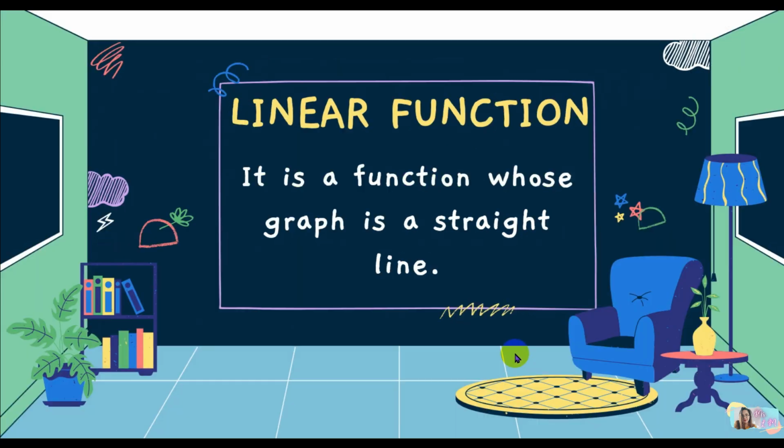Another thing that we have to remember is that linear function is a function whose graph is a straight line. So when we say straight line, hindi po ito kagaya nung given natin on the other video about domain and range. So dito po kailangan straight line lang. That means it could be upward from left to right or downward from left to right or horizontal line.